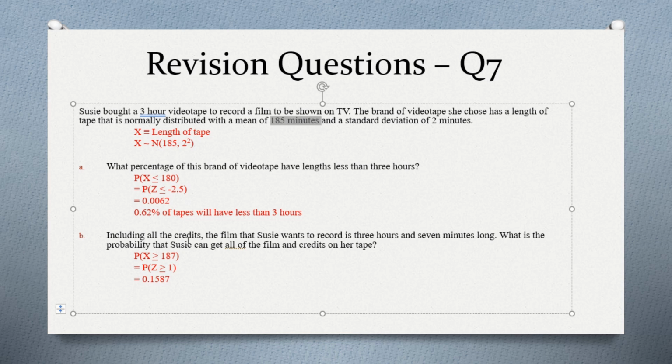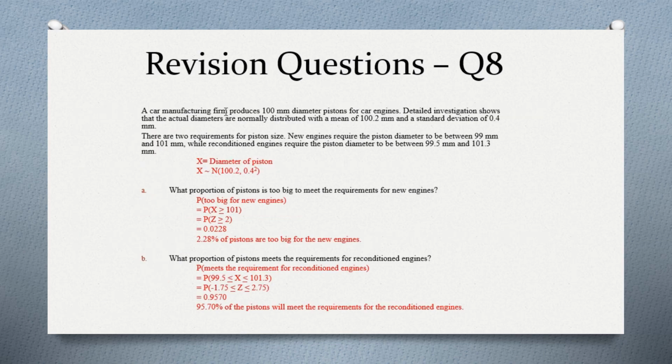Including all the credits, the film that Susie wants to record is 3 hours and 7 minutes long. That is 187 minutes long. What is the probability that Susie can get all of the film credits on her tape? So just find the probability. X more equals to 187, change to z-score, find your probability. Okay? All right, next one.